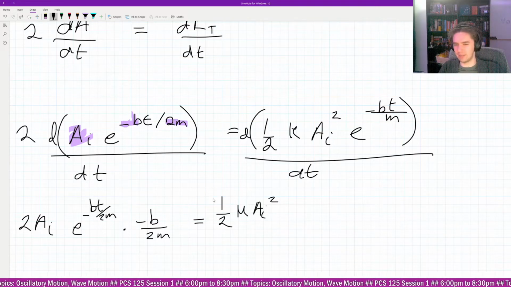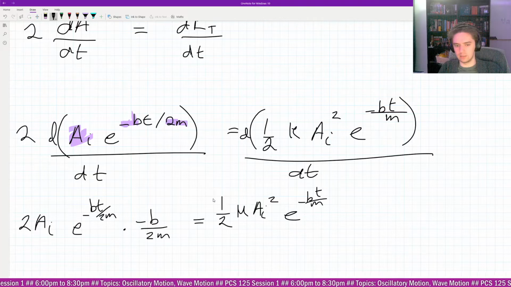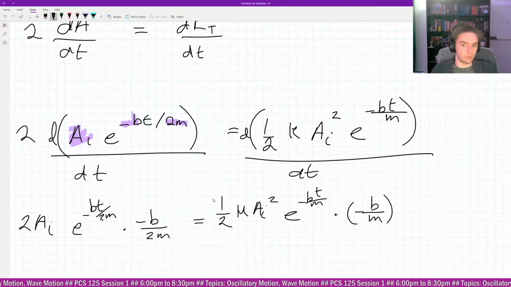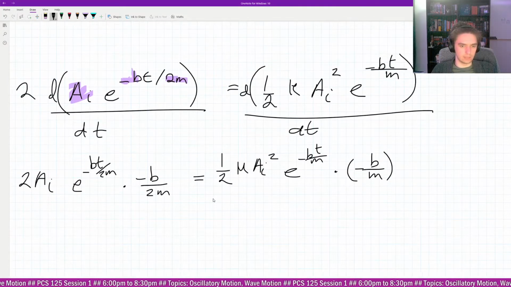Doesn't look like it's going to be the same. And then the derivative is e to the negative bt over m times negative b over m. Okay. Not equal. These are not the same things.